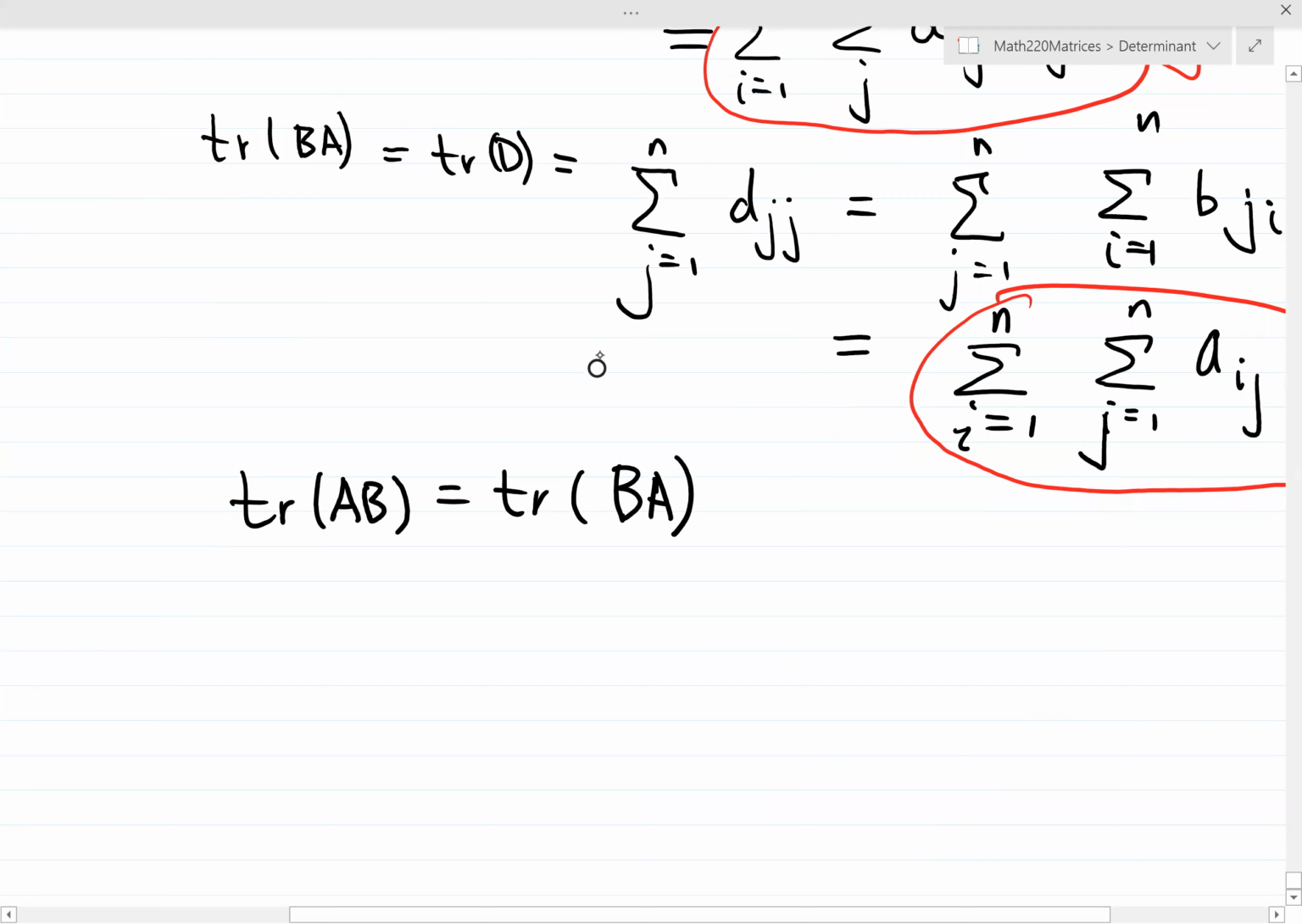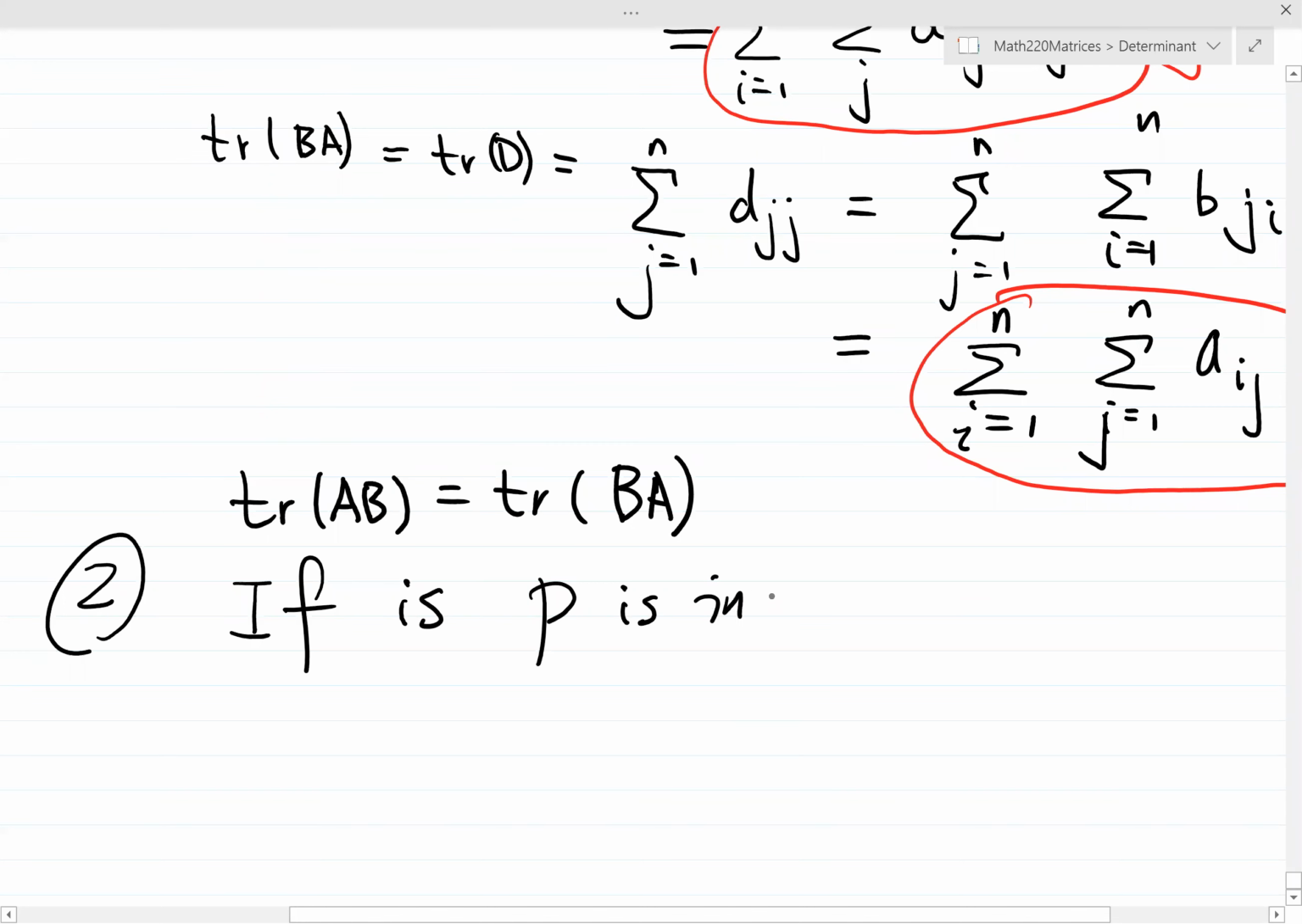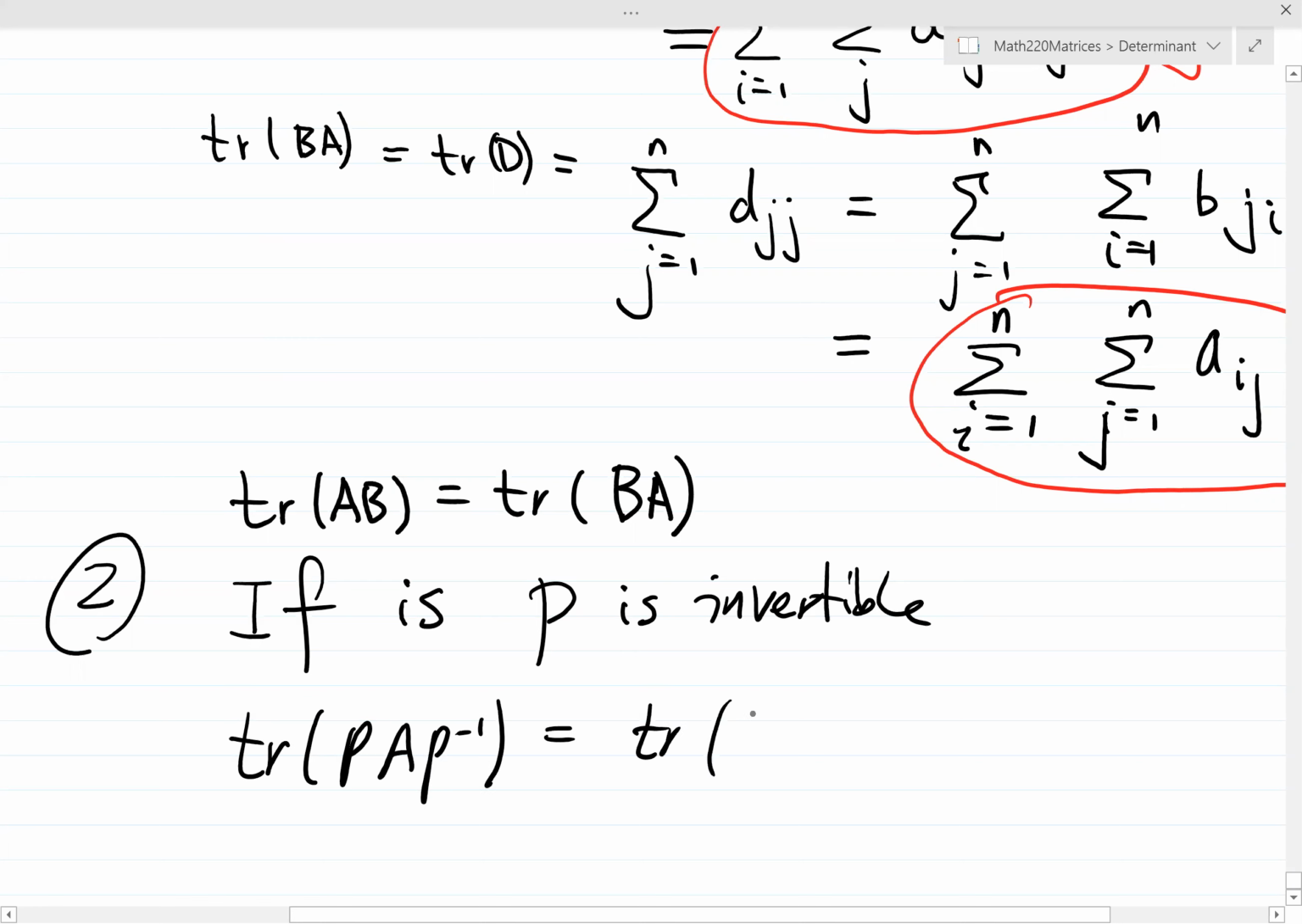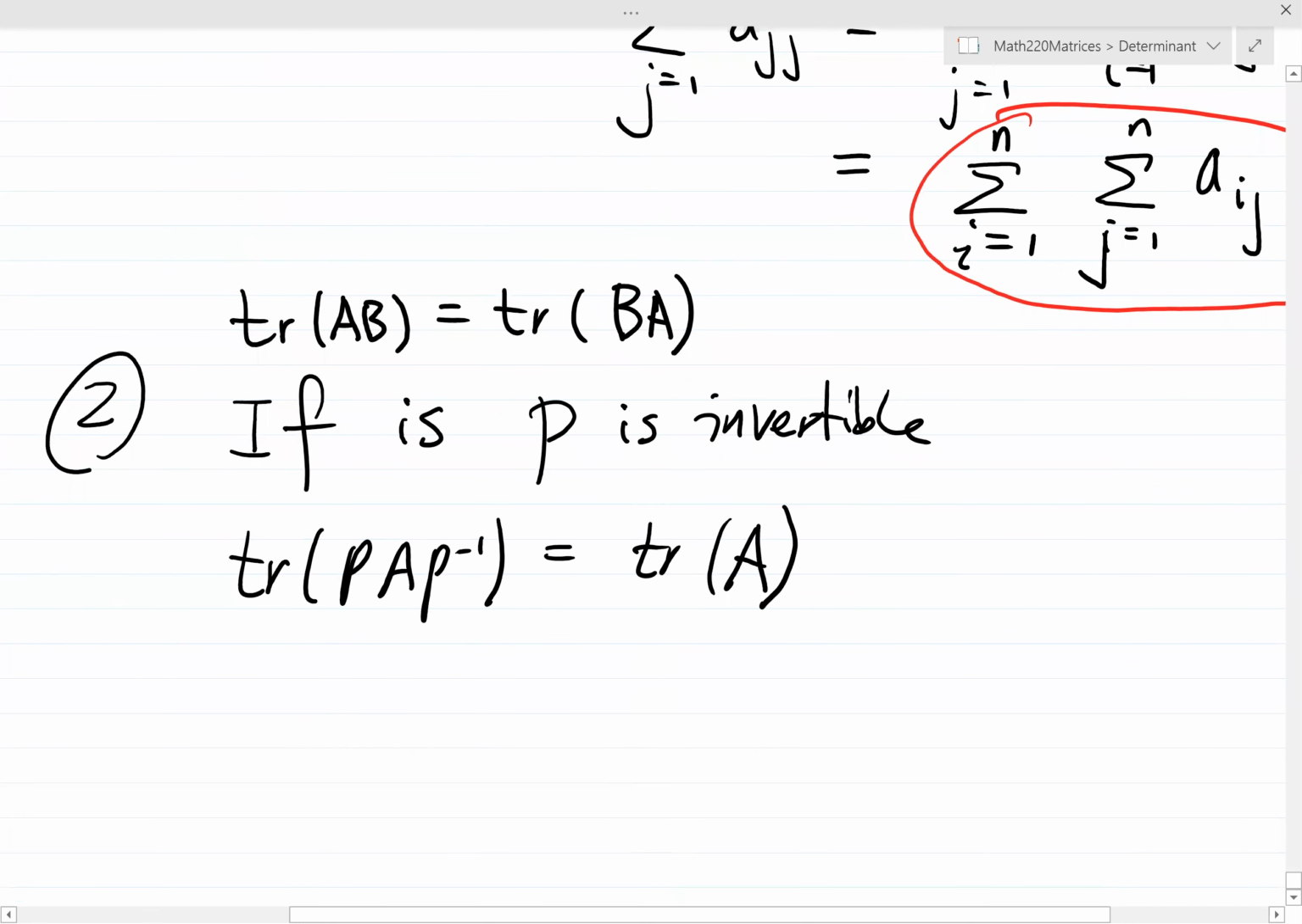The second property is the following. If P is invertible, then we have the same trace. These two matrices, the trace of P A P inverse and the trace of A, are the same.